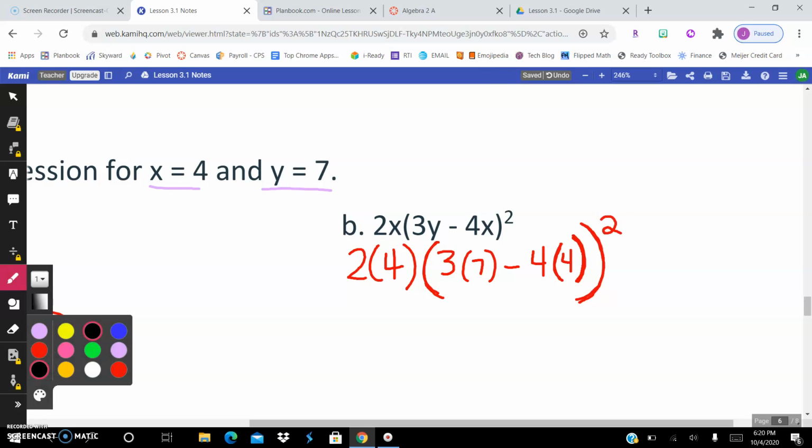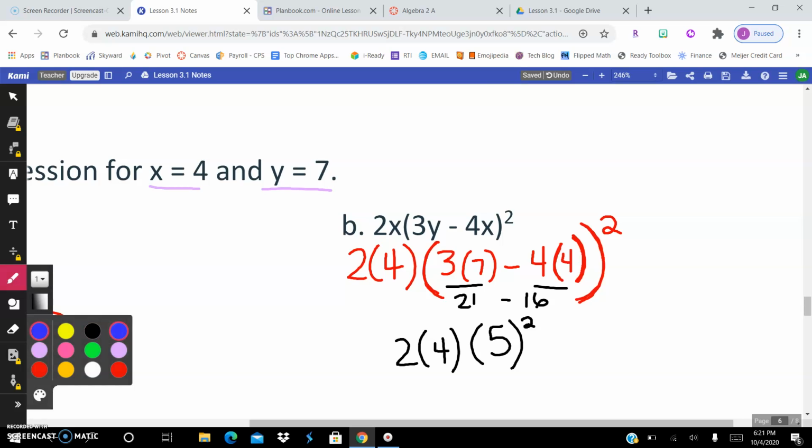So going through order of operations, we have parentheses. So inside the parentheses, I have 3 times 7 minus 4 times 4. So that would be 21 minus 16. And when I do that, I get 5. So this whole set of parentheses there simplifies down to 5. And then I'm going to bring down the squared, and I'm also going to bring down that 2 times 4. Now we've taken care of parentheses.